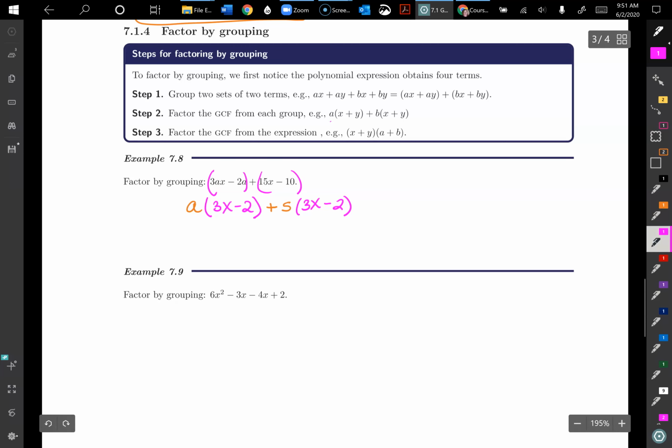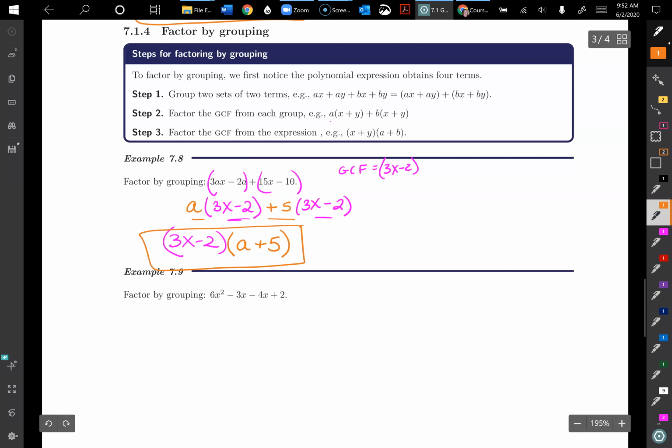So that's my GCF right here. Okay, so my GCF equals 3x minus 2. Remember, that comes out front, 3x minus 2. And now I don't put any symbol in, and I just write what's left. So what's in the orange here, a plus 5. And that would be my answer.